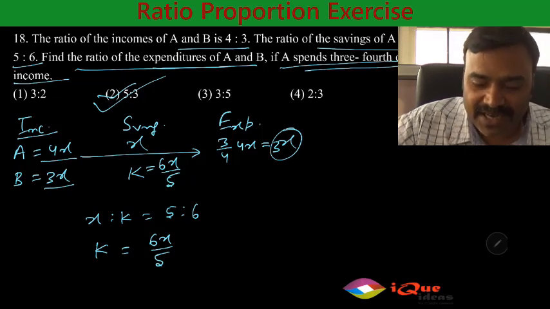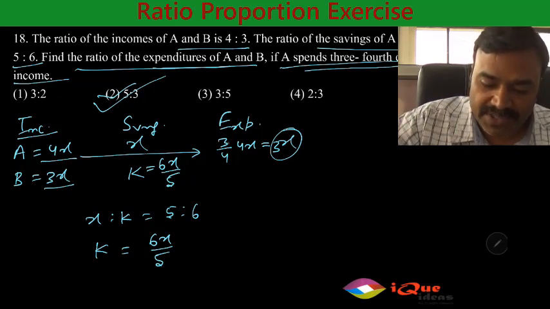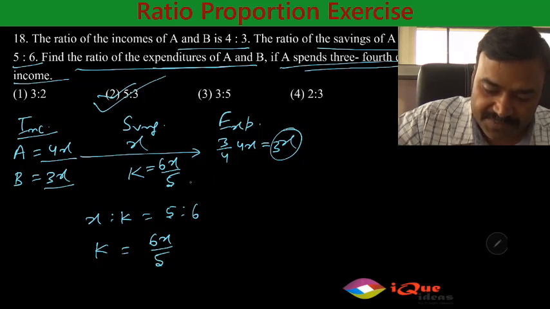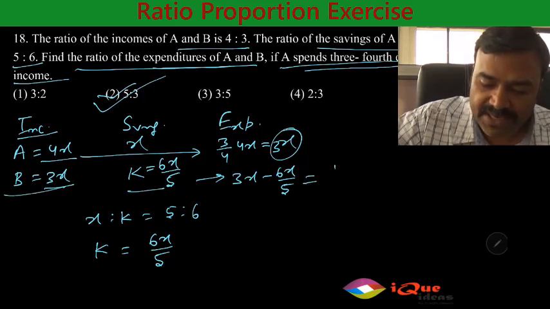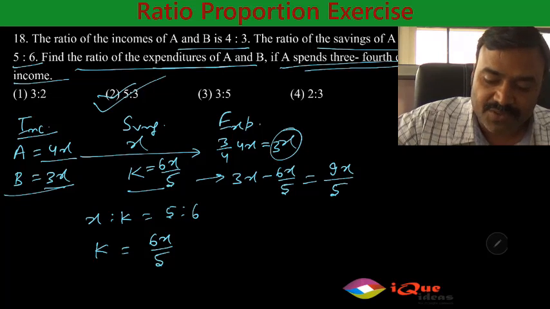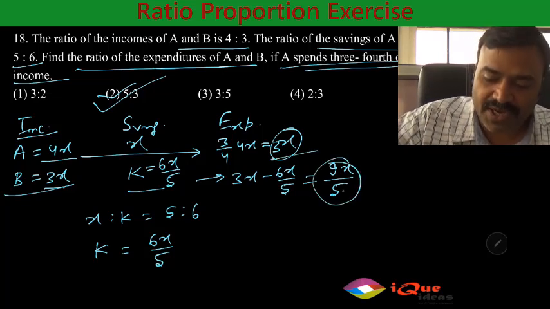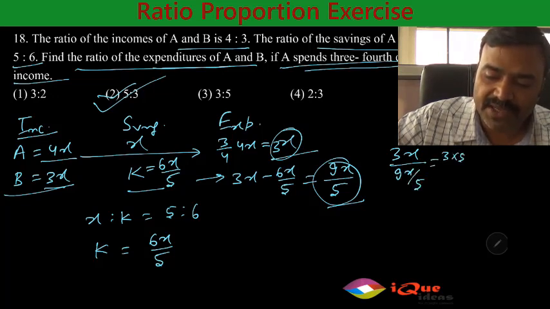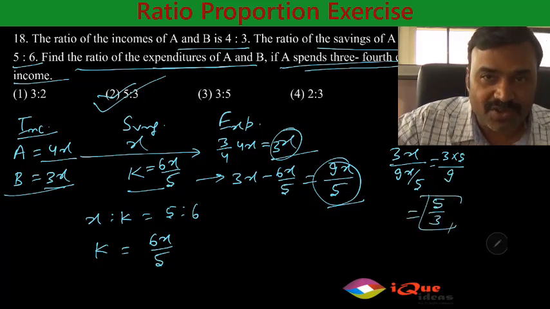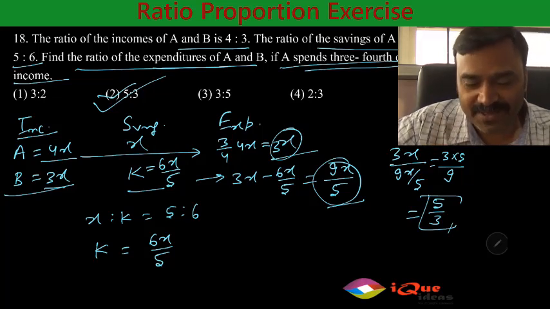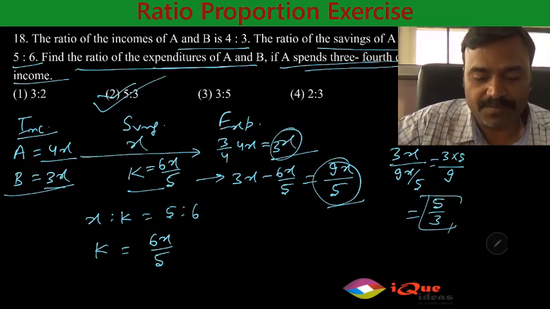But at the end of the day, the length of the process is going to be the same. So what will be the expenditures? Expenditure of A is 3x and expenditure of B would be 3x minus 6x by 5, B's income minus B's saving. So that is 15 minus 6, 9x by 5. So finally, the ratio of these two items will be 3x upon 9x by 5, which gives us, x cancels, 3 into 5 by 9, which is finally 5 by 3. Right? So the length of this process is also going to be exactly the same. Okay? Let's go to the next question now.